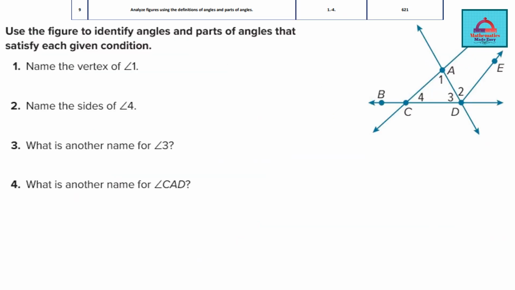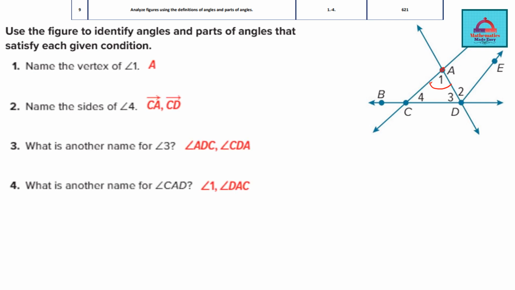Okay, use the figure to identify angles and parts of angles that satisfy each condition. The figure is given to you. There are some points, some angles, some vertices which are here. So name the vertex of angle 1. Let's go to angle 1. This is angle 1. So as you see, angle 1 is drawn here. I'm going to change the color to show you. So this is angle 1. It starts from the vertex A. So the answer for the vertex is A.